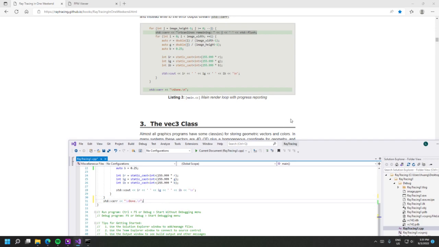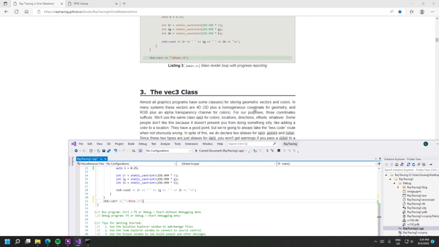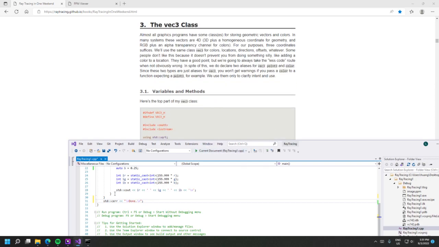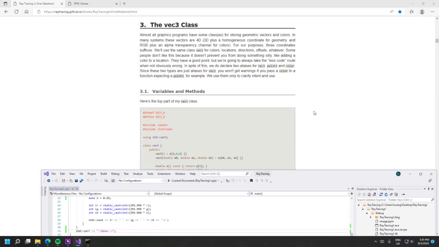Okay, so this is the main render that has the progress reporting. For now, I don't think we need it, and I assume this would compile. I don't think it can cause any problem, so I'll just continue reading.